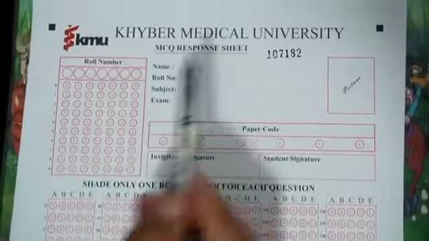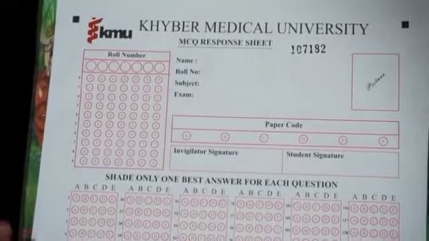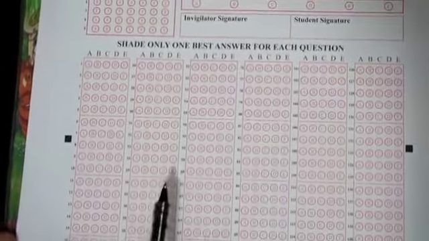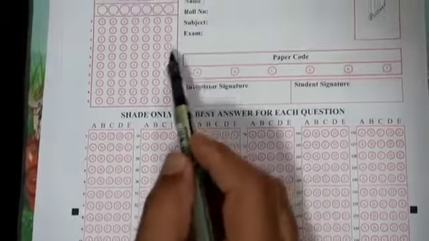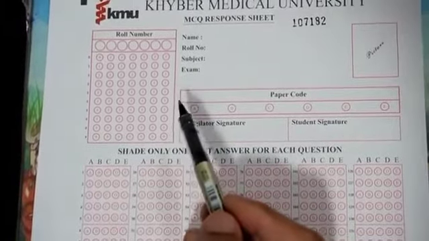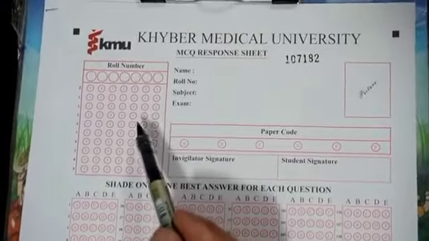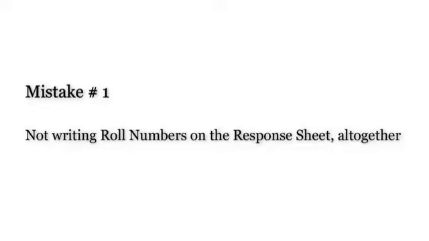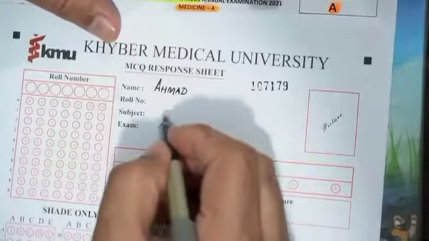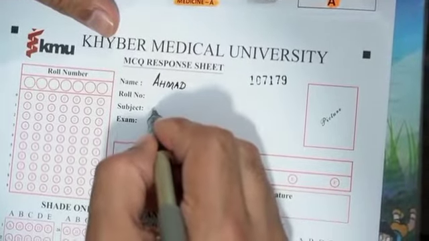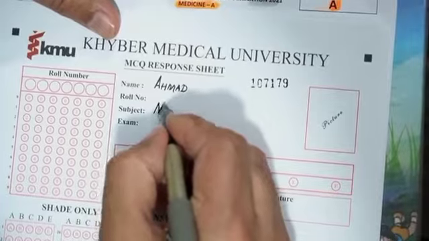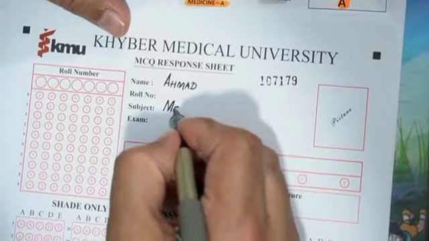So I was discussing some of the major mistakes students commonly make while filling the response sheet during their examinations. In this case, the student fills all the sections of the response sheet, however, they don't write the roll number on the response sheet.